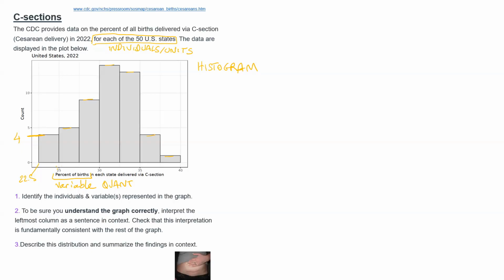And so that tells us that in 2022, there were 4 states in which the percent of births that were delivered via C-section was a value somewhere between 22.5% and 25%. Following this logic, the next column tells us that there were 5 states that had a percent of births delivered via C-section, so a C-section rate, somewhere between 25 and 27.5%, etc. So this interpretation here is consistent column to column, so all the states are accounted for.